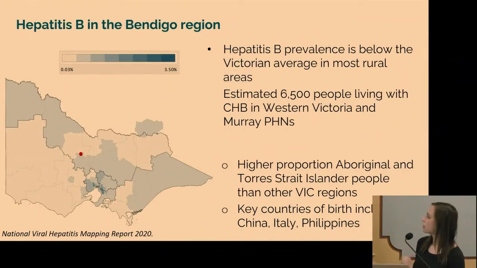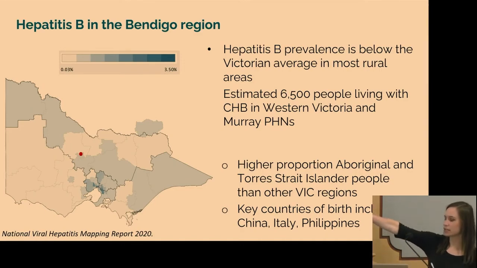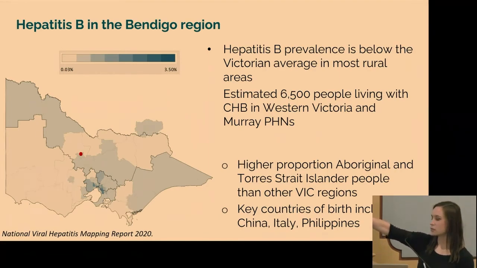So just putting this in a map version, I've highlighted the Bendigo region there. You can see that, again, the burden of chronic hepatitis B is strongly clustered in the metropolitan Melbourne region, but there are also parts of regional Victoria that have a higher than average proportion of the population living with Hep B. And still, at an overall level, it's estimated that about 6,500 people in the Western Victoria and the Murray primary health networks are living with chronic hepatitis B. And I've included both of those because Bendigo does sit quite close to the border of the Western Victoria PHN, so there's probably some drawing from that catchment for services in the region.